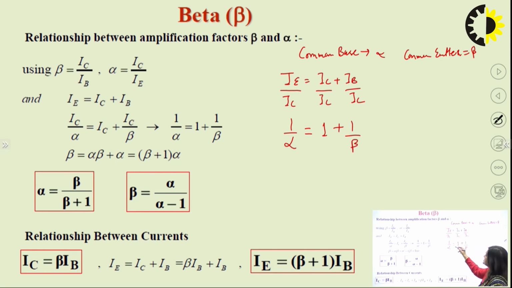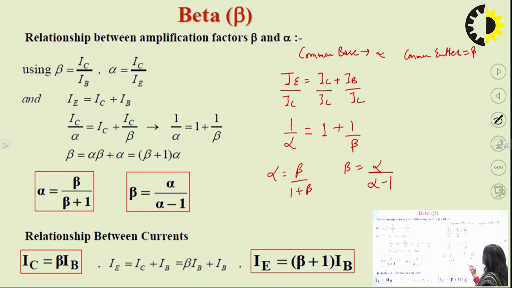By rearranging alpha and beta, we have alpha equal to beta upon 1 plus beta, and beta equal to alpha upon 1 minus alpha. Okay, so this is how alpha and beta are related with each other.